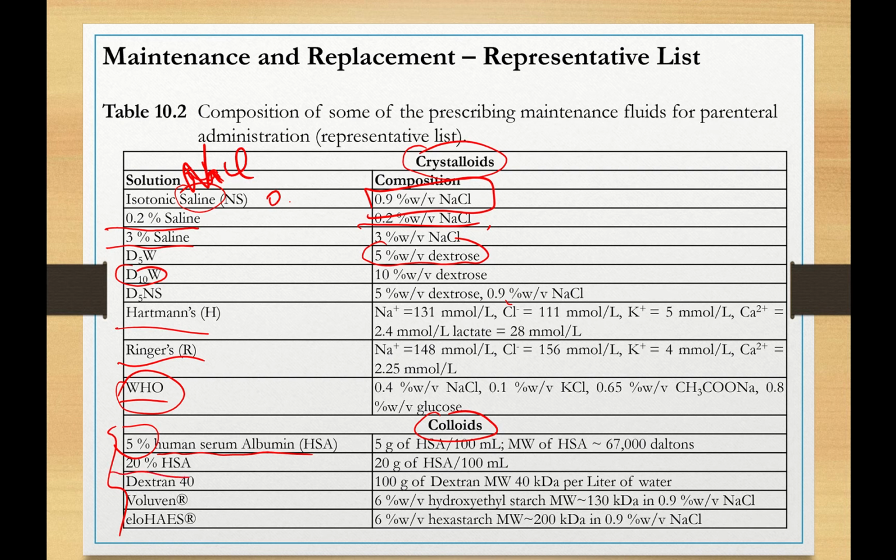Here we have 20% human serum albumin. We have dextran, that's synthetic, or sometimes it's actually from seaweeds. We have voluven and elohes. Okay, so these are sugar molecules. Again, high molecular weight. So now this is a representative list of maintenance and replacement solutions.